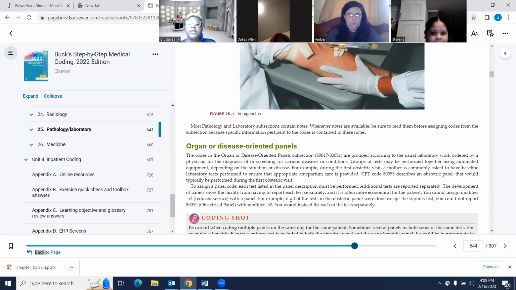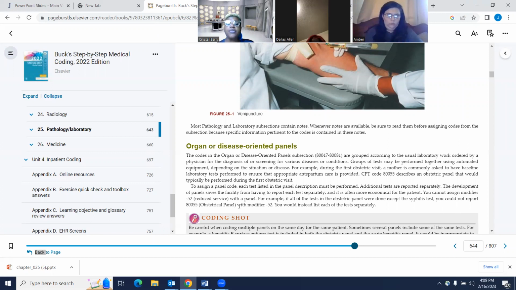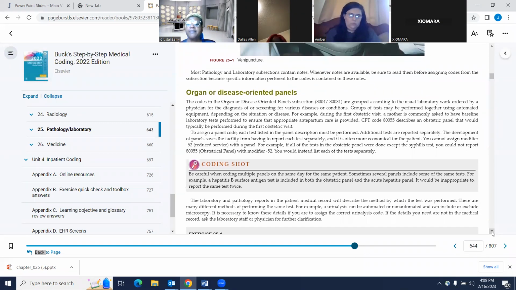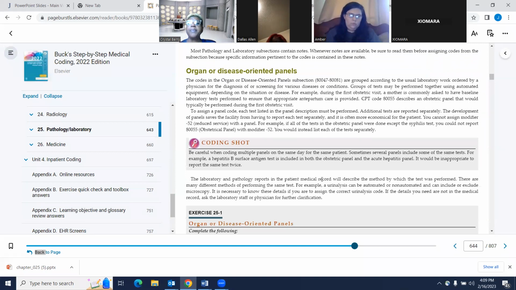For example, if all of the tests in the obstetric panel were done except the syphilis test, you could not report 80055 obstetrical panel with modifier 52. You would instead list each of the tests separately. And here is that coding shot. Make sure that you all are paying attention and reading your coding shots in the chapters. The coding shots are very, very important.